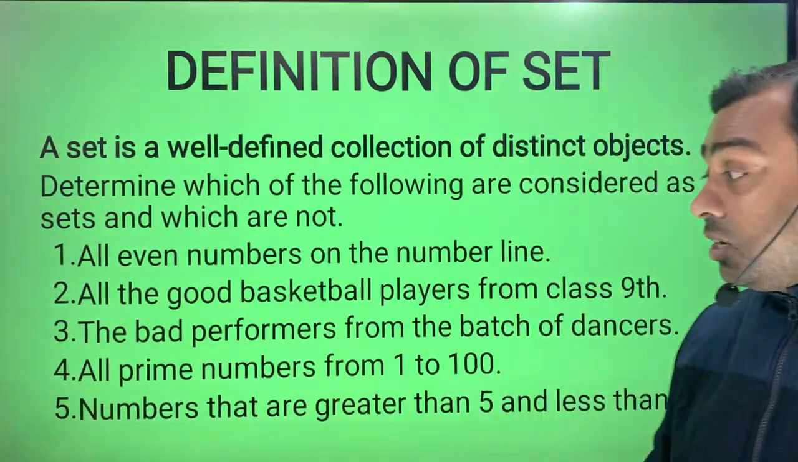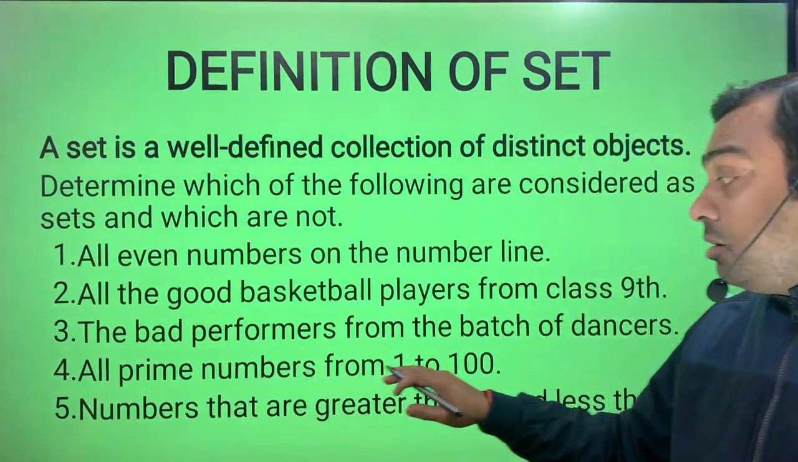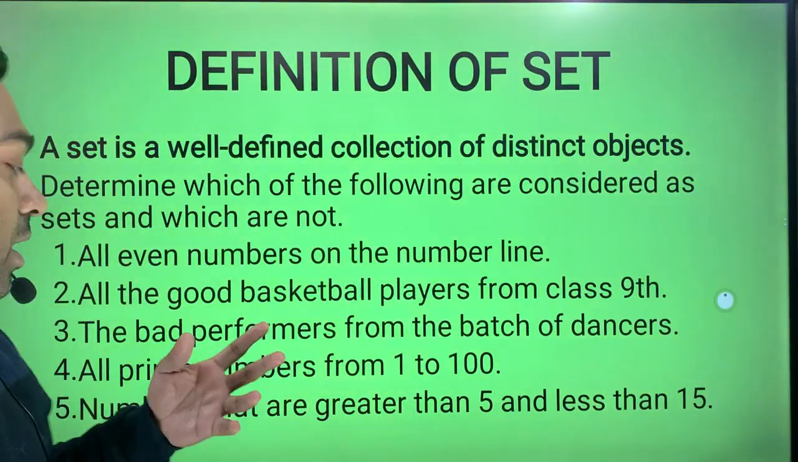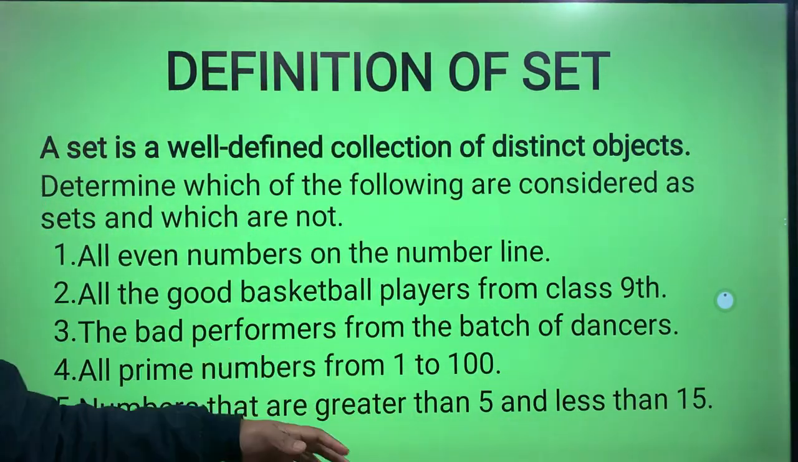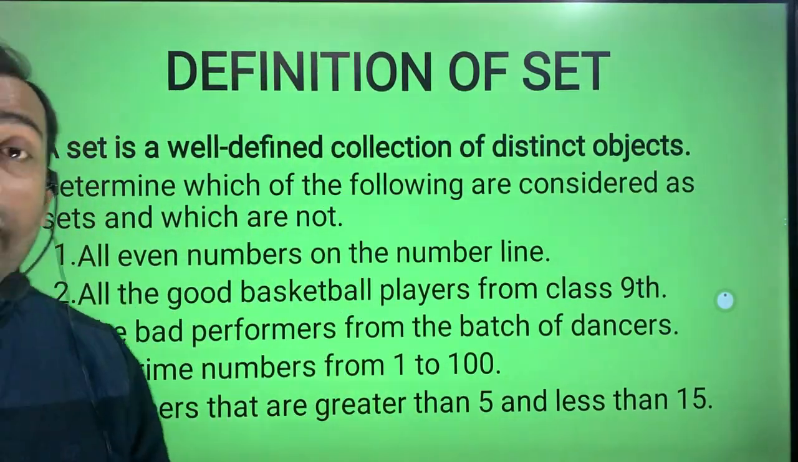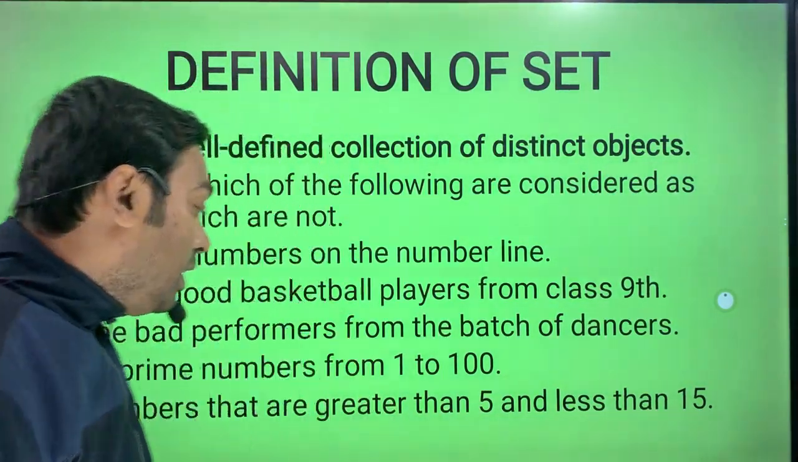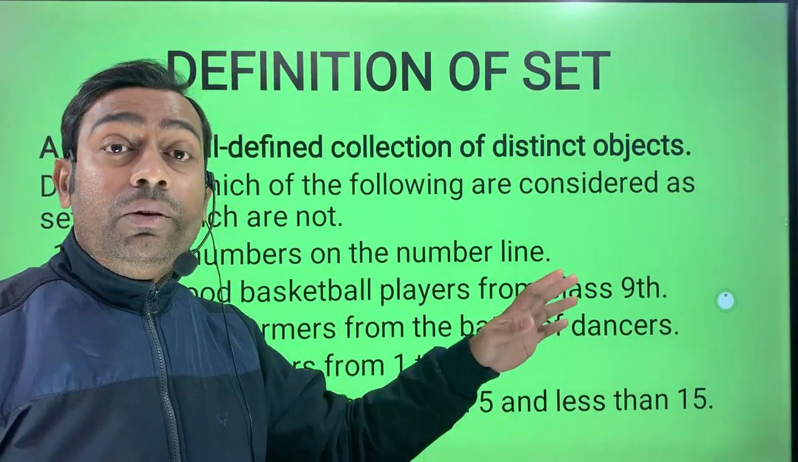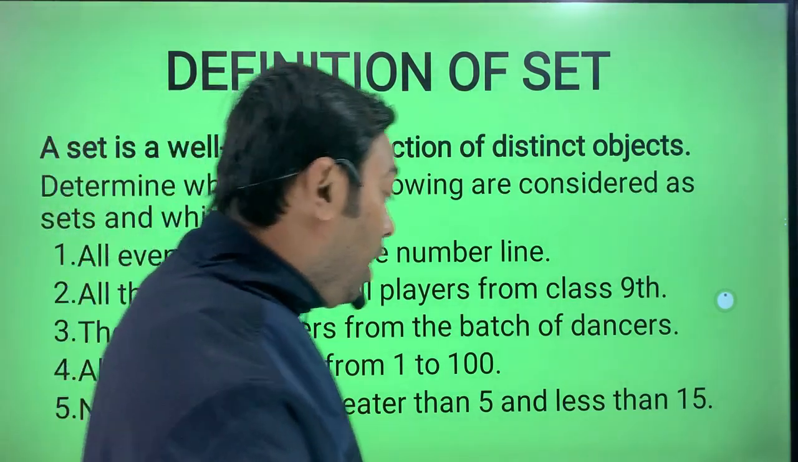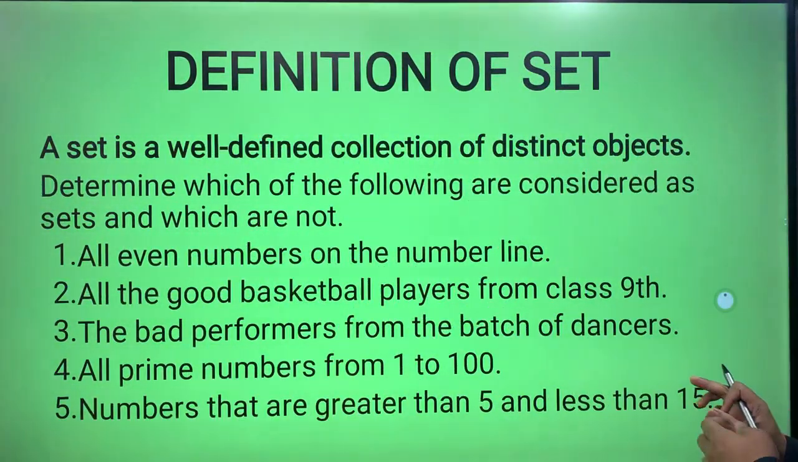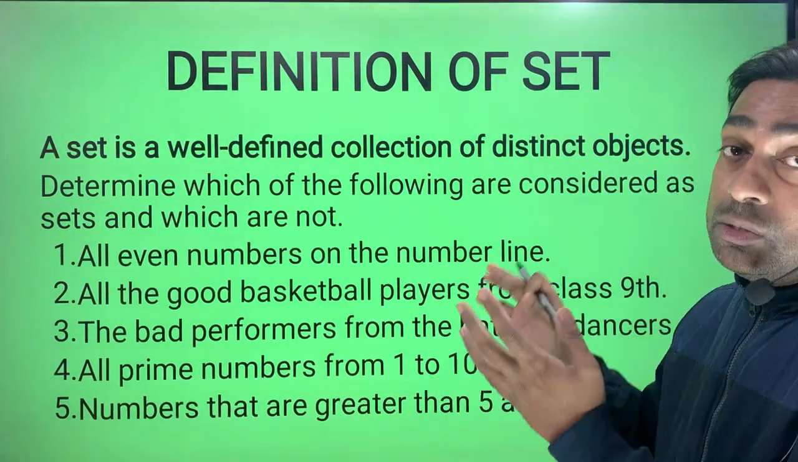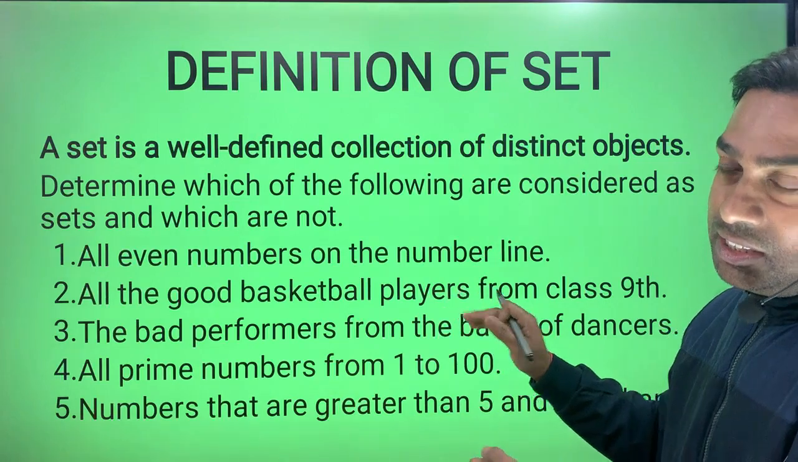Now next is all prime numbers from 1 to 100. Yes, this is called a set. Next, numbers that are greater than 5 and less than 15. Yes, we have such numbers which are greater than 5 and less than 15. So this is called a set. Now we can easily identify from these five examples which are sets or not.